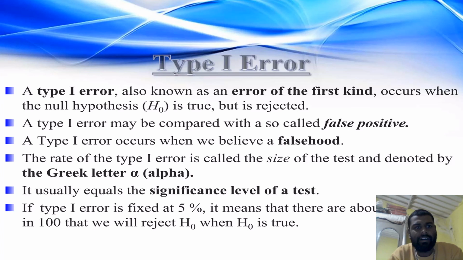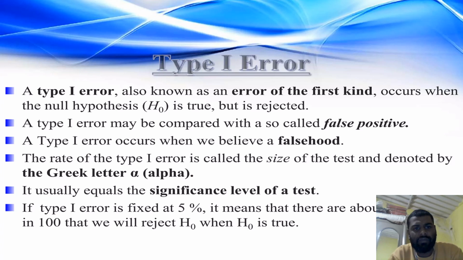Type 1 error. A type 1 error, also known as an error of the first kind, occurs when the null hypothesis H0 is true, but it is rejected. A type 1 error may be compared with a false positive. A type 1 error occurs when we believe a falsehood.